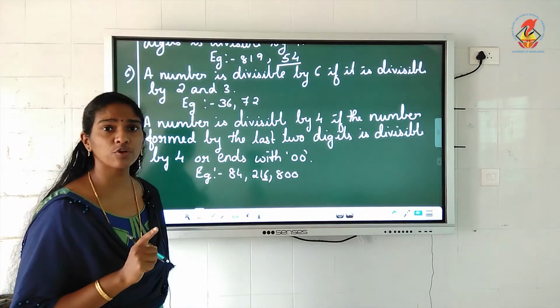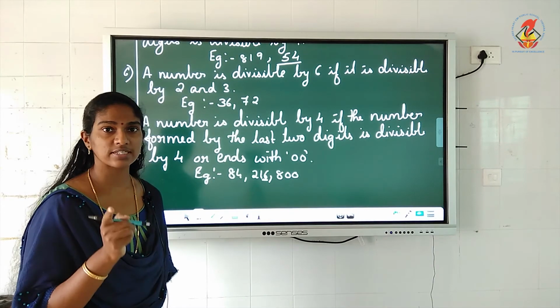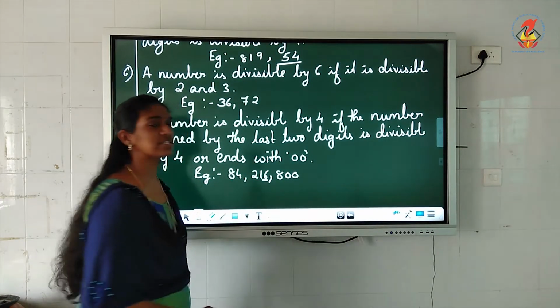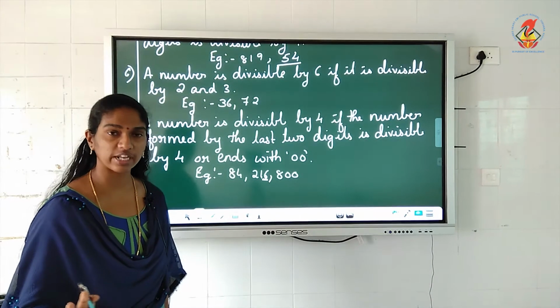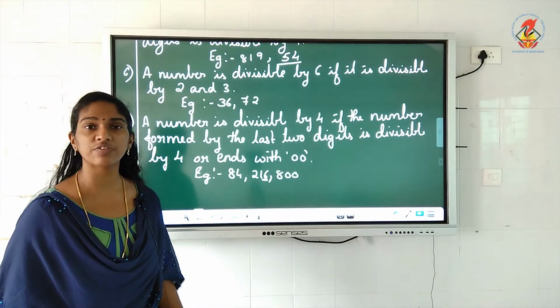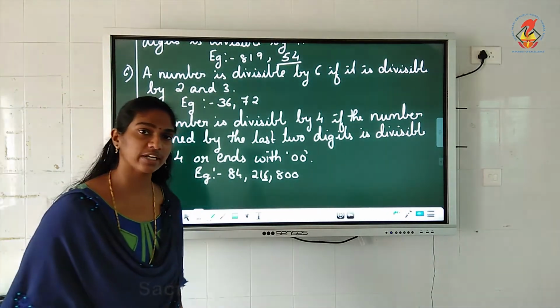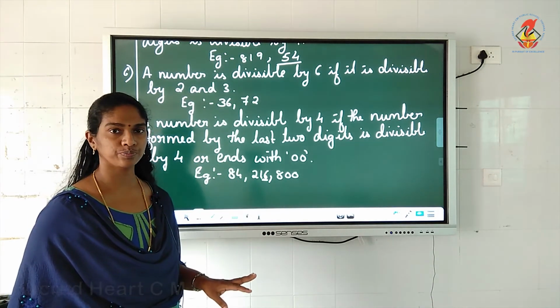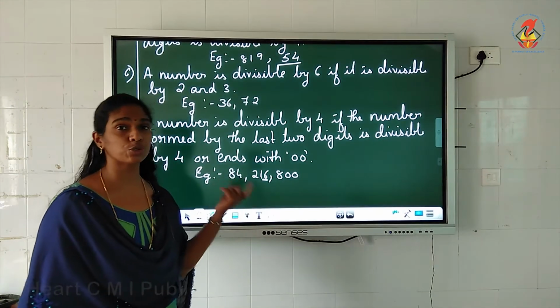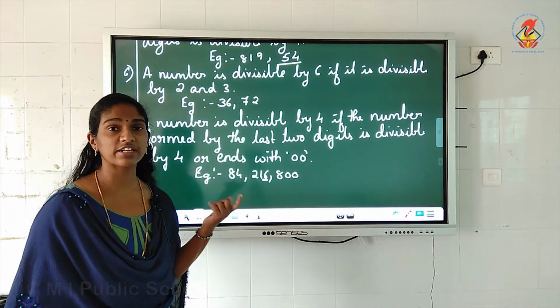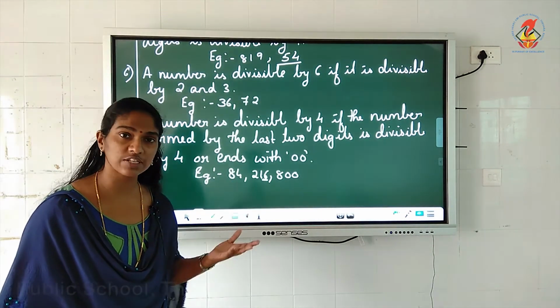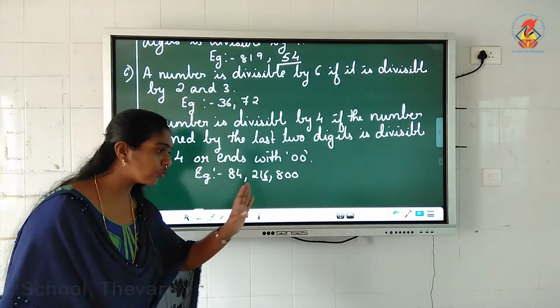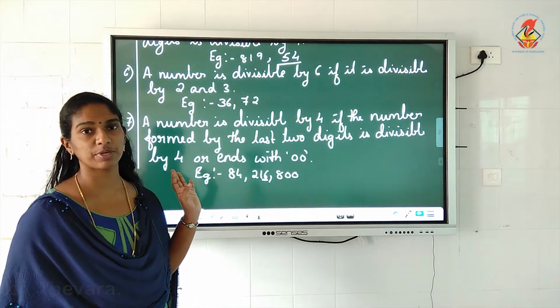Is 16 there in 4's table? Yes. Then I can say 216 is also there in 4's table. That is, when you divide 216 with 4, you will get the remainder 0. 216 is divisible by 4. So, you have to check the last 2 digits and see whether it is divisible by 4. If it is divisible by 4, then the whole number is divisible by 4.